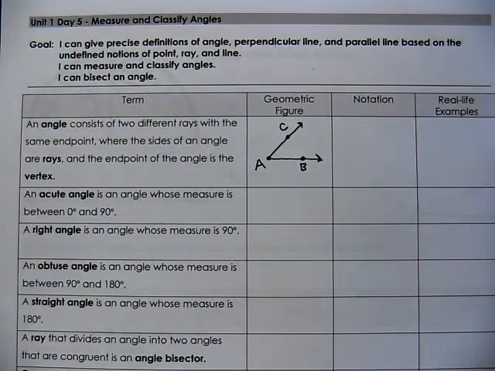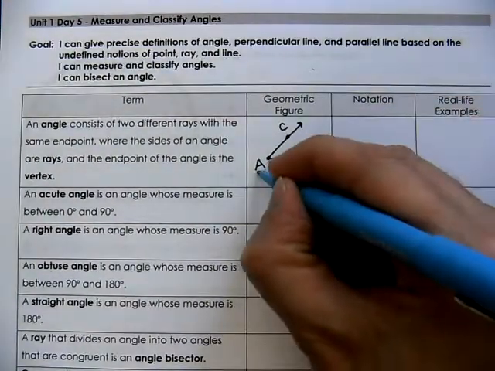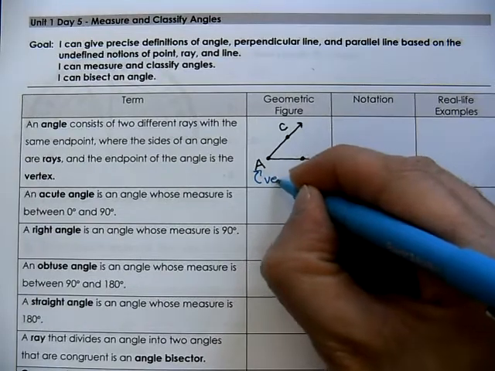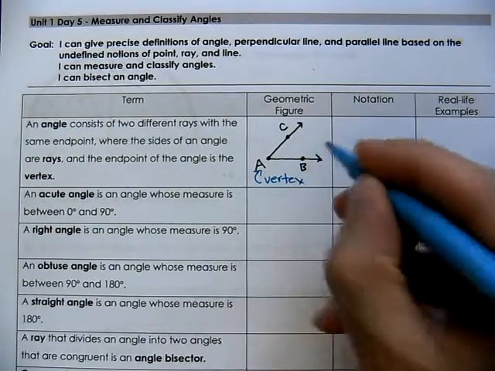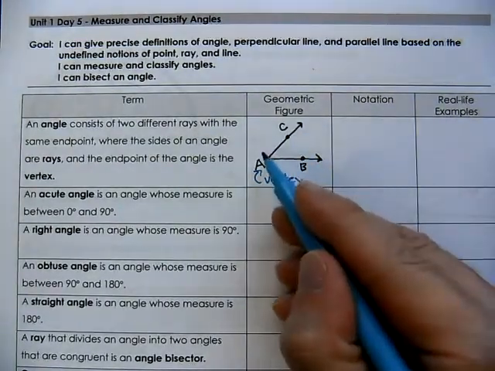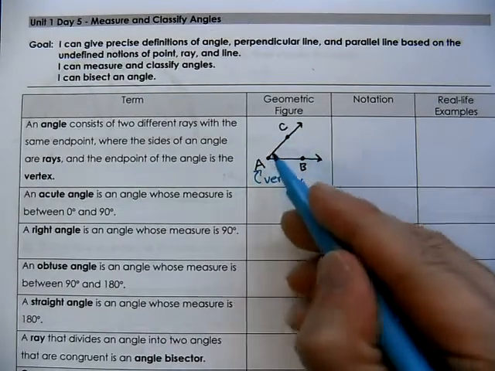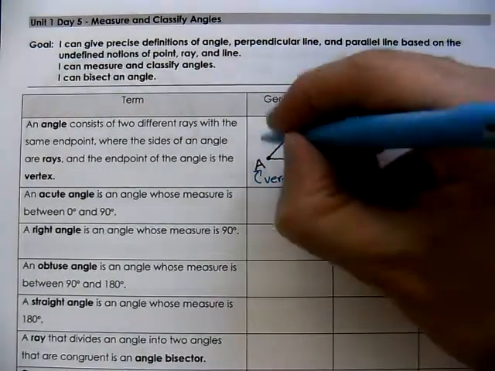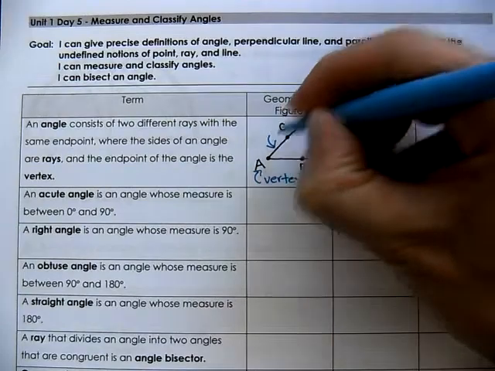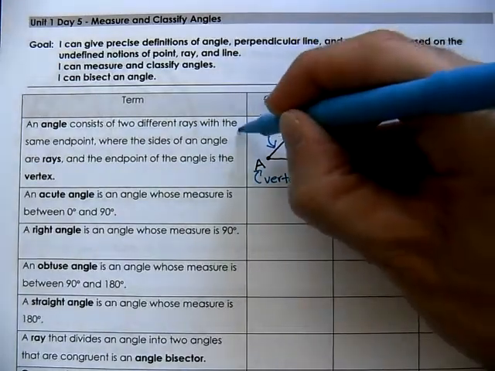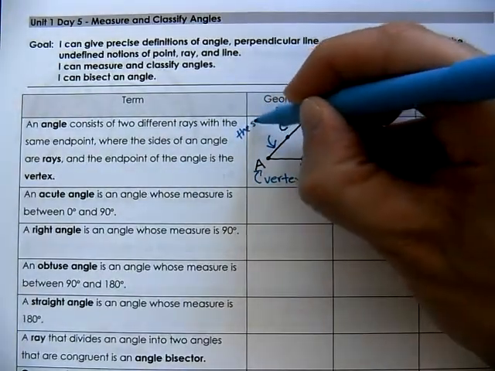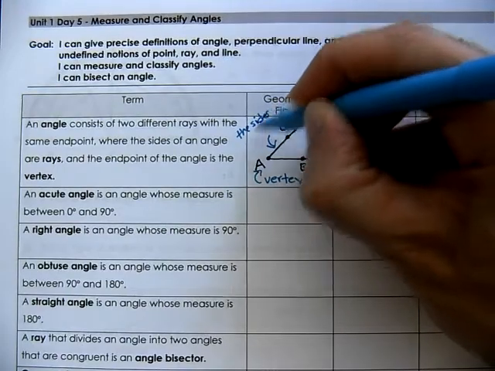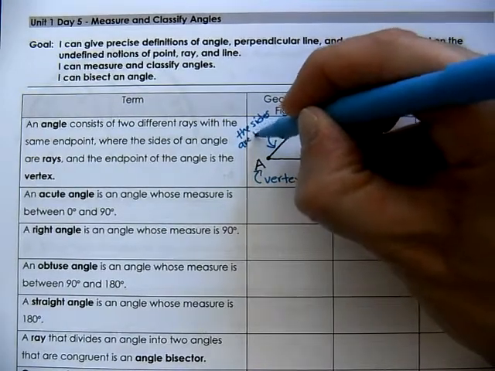So just to label some of these things, this is the vertex, sort of where the point of the angle is, or where the two rays come together. That's the vertex. And then these are the sides of the angle. So the sides are rays.